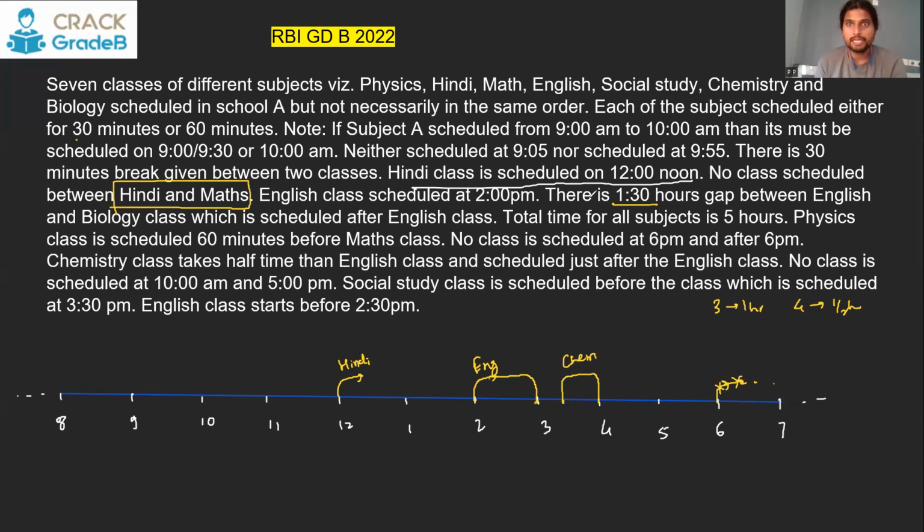Also, we know one more piece of information, that there is a 1.5 hour gap between English and biology. So as English ends at 3, biology should start at 4:30. This is the point where biology starts.